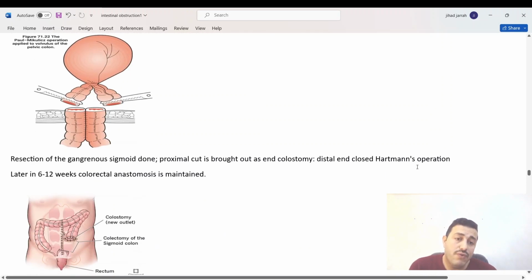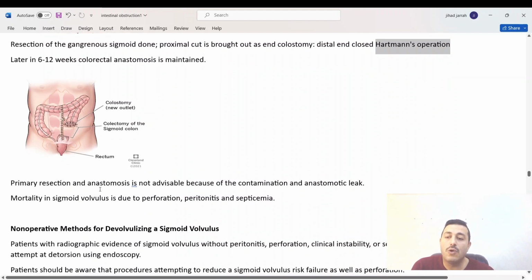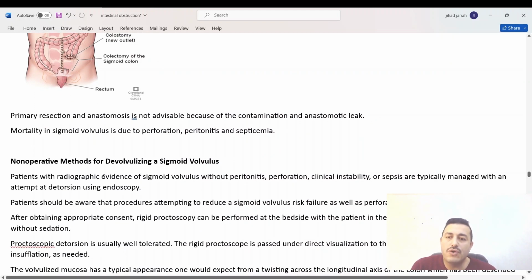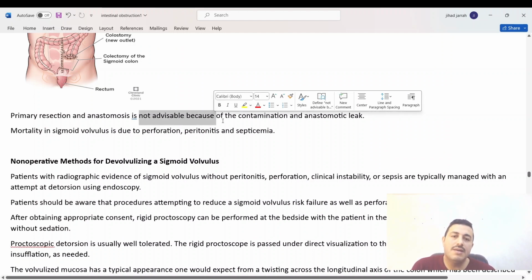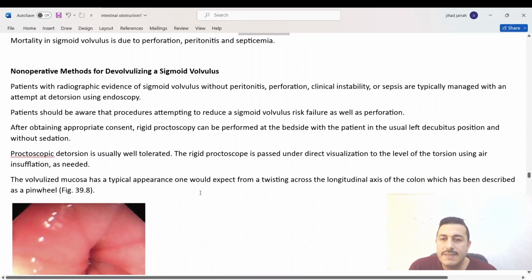Or we proceed for Hartmann surgery. This is Hartmann surgery. We already reviewed it. Proximal end colostomy, and the distal stump is closed. Of course, here primary resection and anastomosis is not advisable because we have contamination, we have anastomotic leak risk. These patients, as we said, are usually elderly.